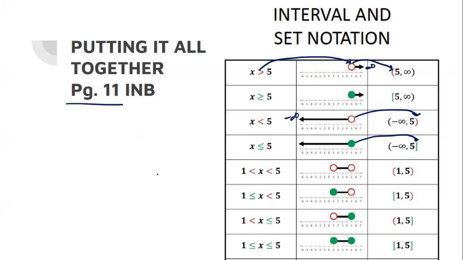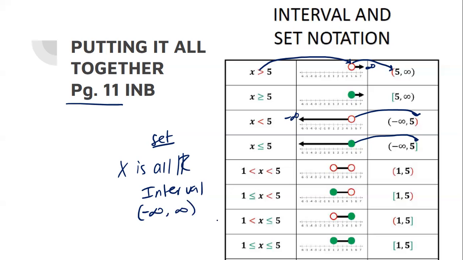Now, the last one for you to write down, which I did not write, is when x is all real numbers. Y'all remember that? When x is all real numbers, this is what you would write in your set. And your interval would be from negative infinity to positive infinity, because you're all possible numbers, right? So I go forever to the left and forever to the right. You should have room at the bottom or on the side to write that in.